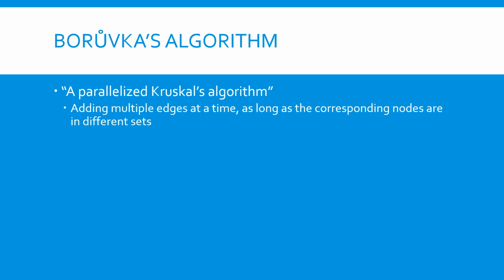Besides the above three algorithms, there is another algorithm called Borůvka's algorithm for solving the MST problem. It can be considered as a parallelized version of Kruskal's algorithm, where multiple light edges are recruited at the same time. You can find more information online if interested.